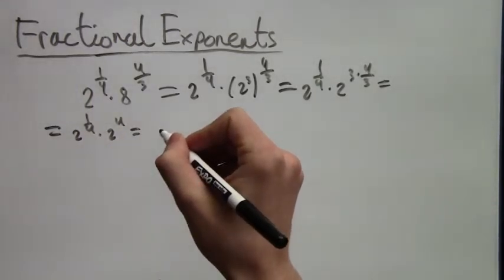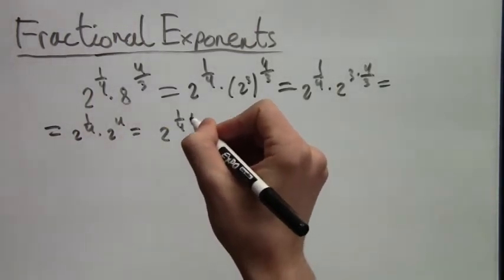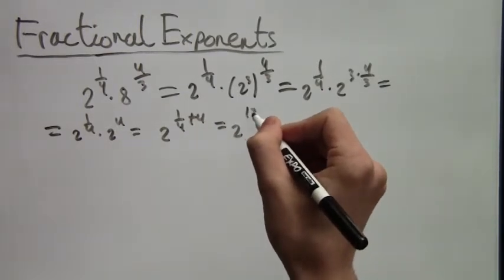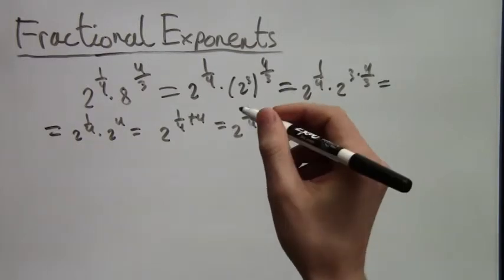Now we remember the rules of exponents. When we multiply them together and there's the same base, we add. So it's 2 to the 1/4 plus 4. And this simplifies as 2 to the 17/4.